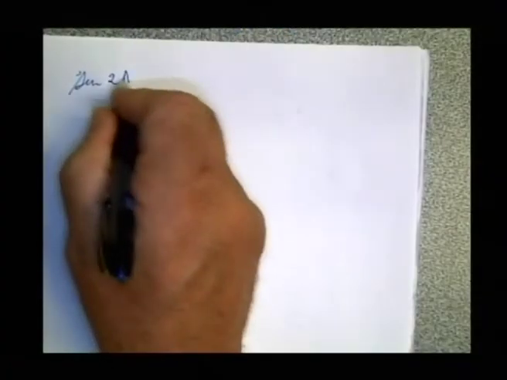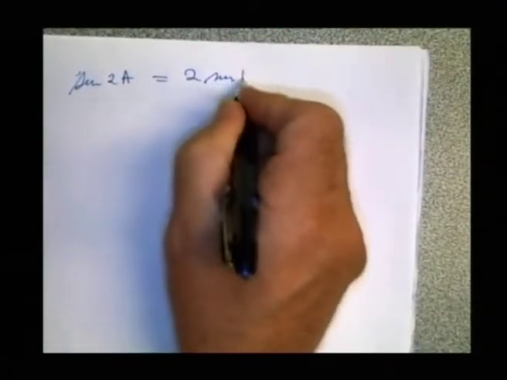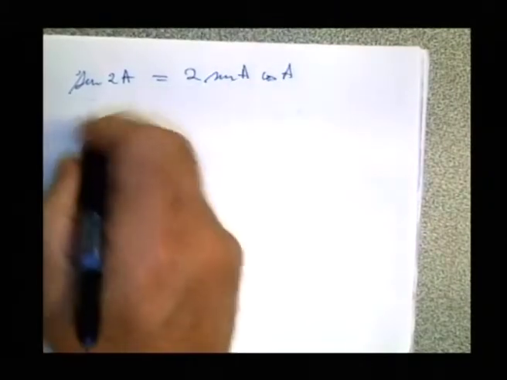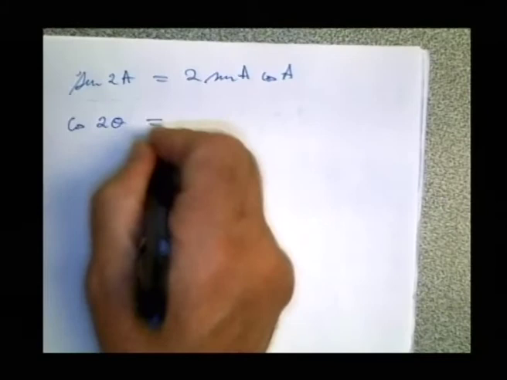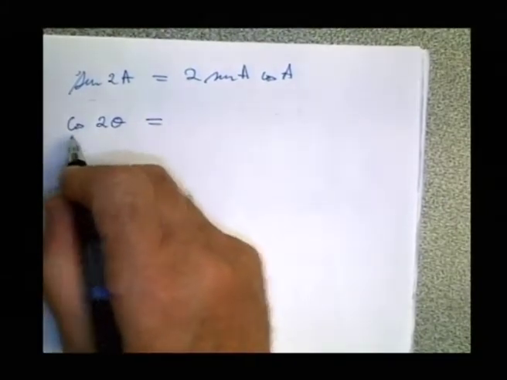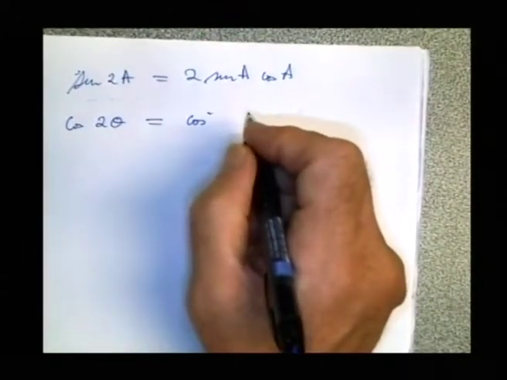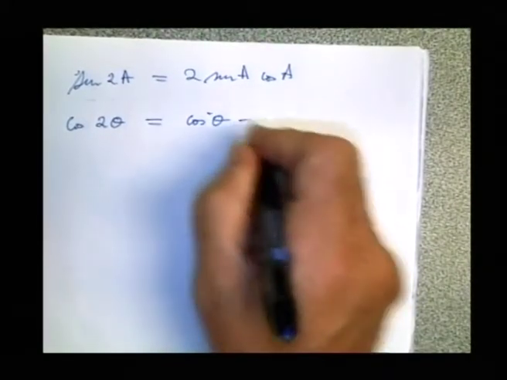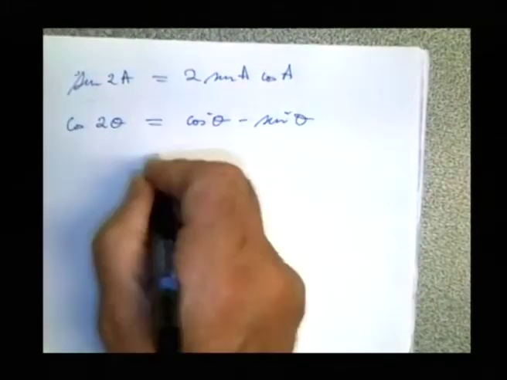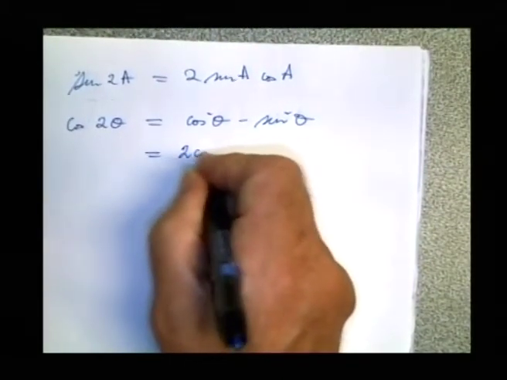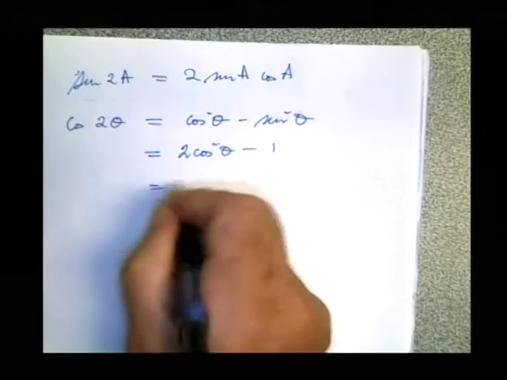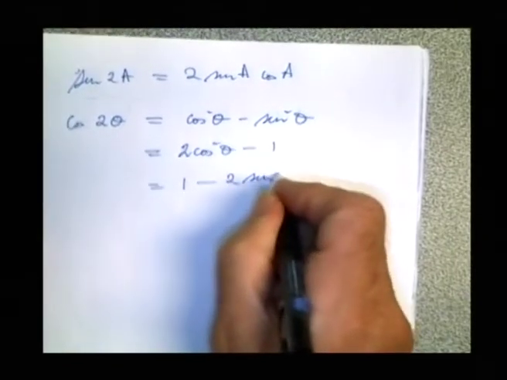Next part in this work is double angles, and sine 2A is equal to 2 sine A cos A, and then you've got cos 2A, or let's put down 2 theta. Now the three forms of this cos is cos squared theta minus sine squared theta is equal to 2 cos squared theta minus 1 is equal to 1 minus 2 sine squared theta.